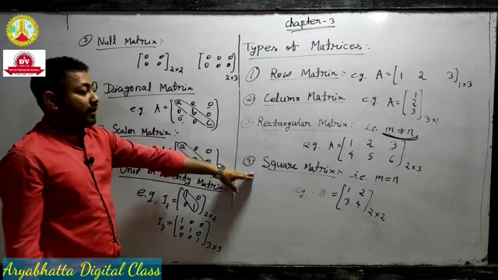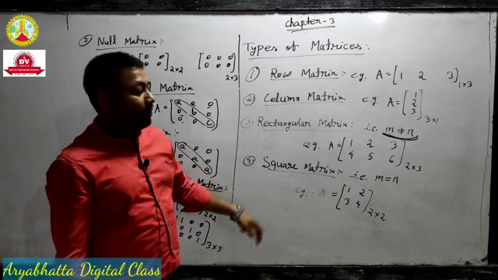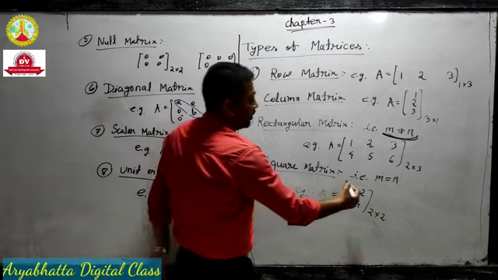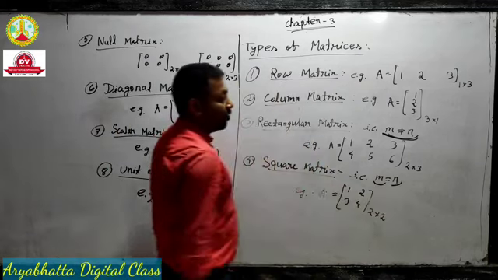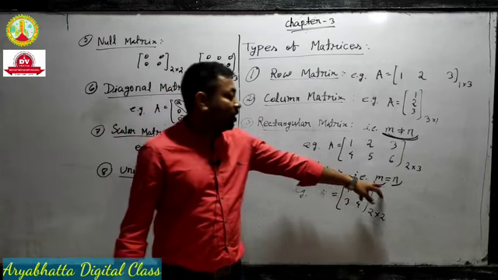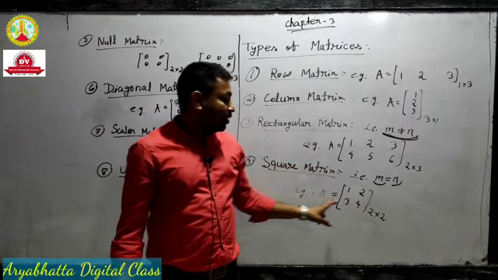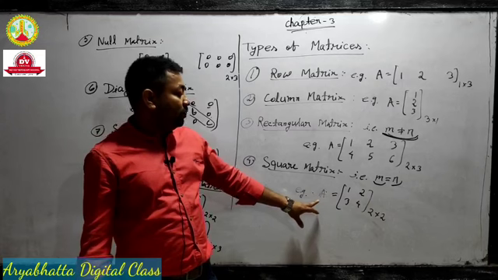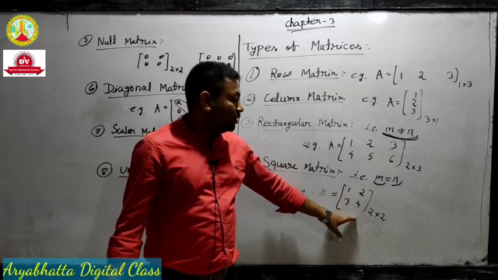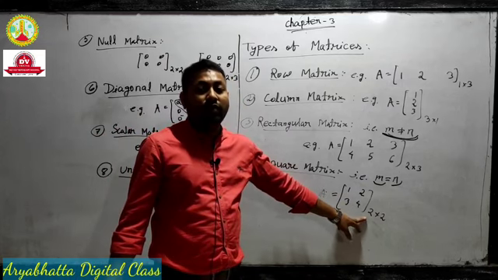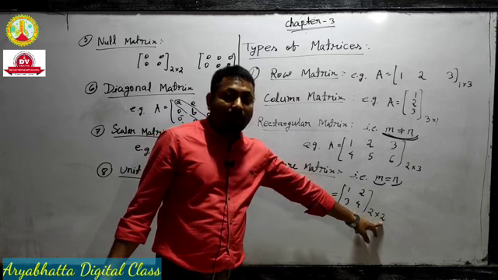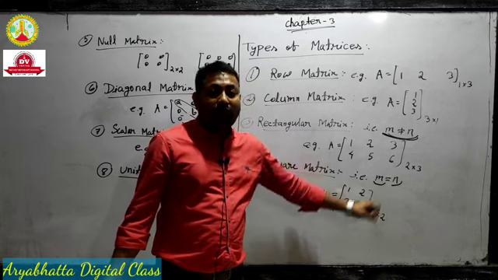Next, square matrix. If a matrix has an equal number of rows and columns, the number of rows equal to the number of columns, that matrix is called a square matrix. For example, A equals 1 2 3 4 is a square matrix of order 2 by 2 because the number of rows is 2 and the number of columns is 2. Therefore, M equals N.